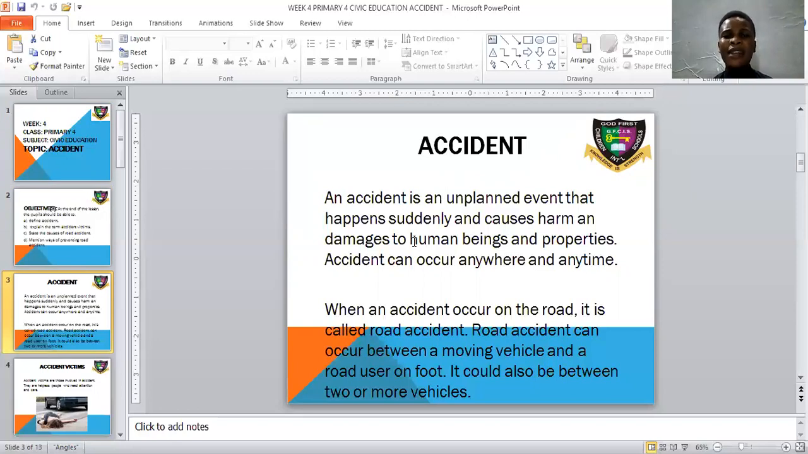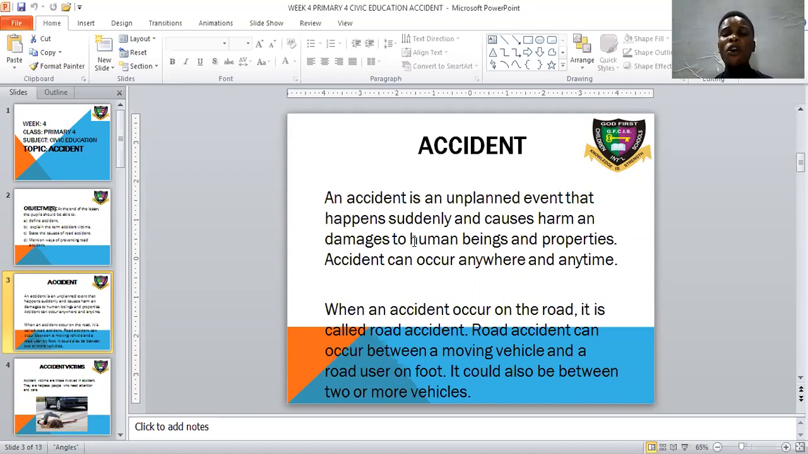Now, accidents are unplanned events that happen suddenly. It happened just suddenly without you knowing. And it causes harm. That is the major part of it. It causes harm and damages to human beings and property. That is, it kills people. Harm is not something good. Is harm something good? No. And damages, damages to property and life. Now, they said accident can occur anywhere.